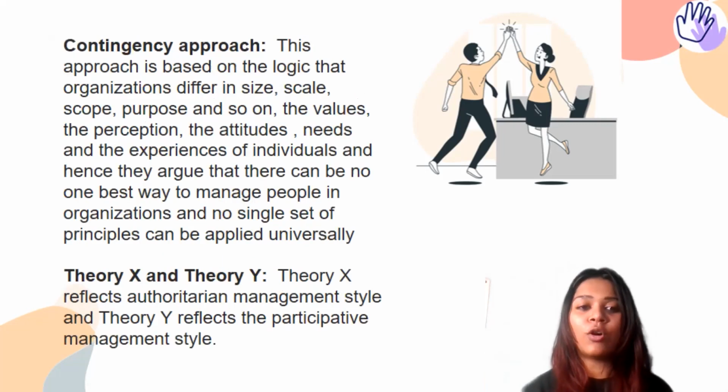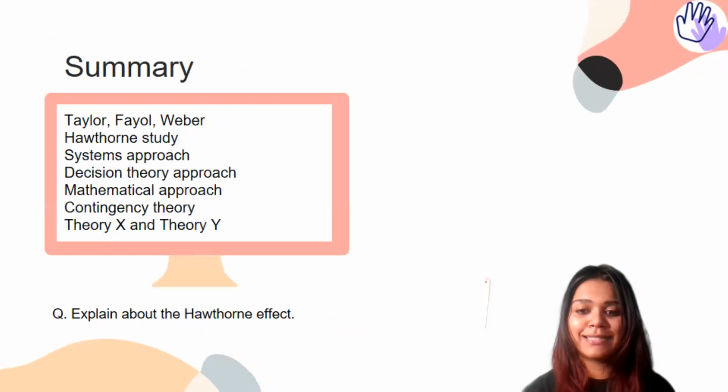The contingency approach is based on the logic that every organization is different in size, scale, scope, purpose, values, attitude, and experience, and therefore there can be no one best way to manage people, and it can vary from organization to organization. Theory X and Theory Y. Theory X represents an authoritarian management style where someone is in the position and gives orders and commands, and all other employees listen to them. Theory Y reflects the participative management style wherein other employees also participate in management decision functions.